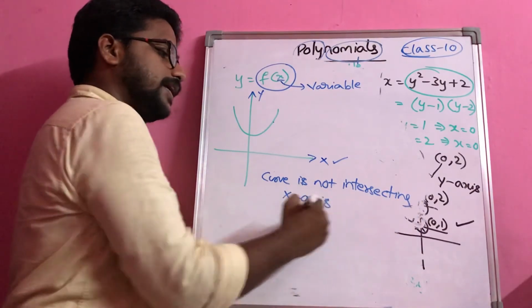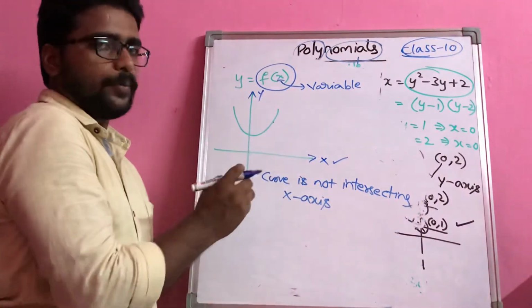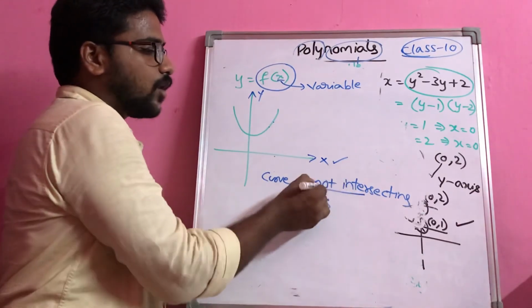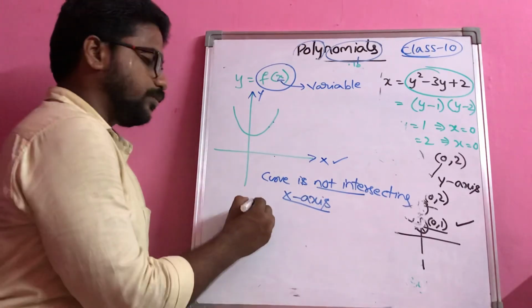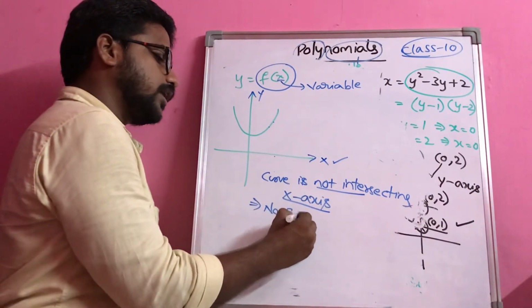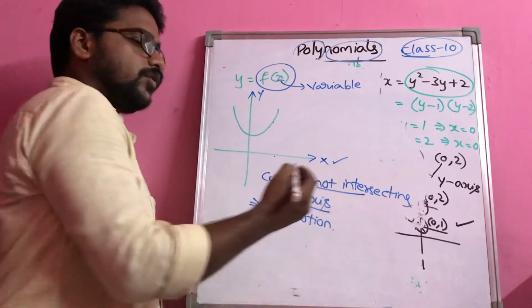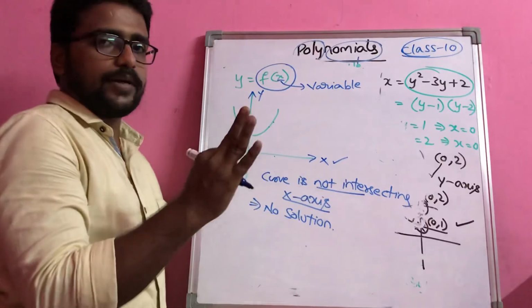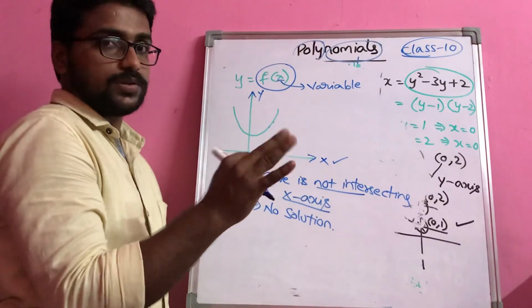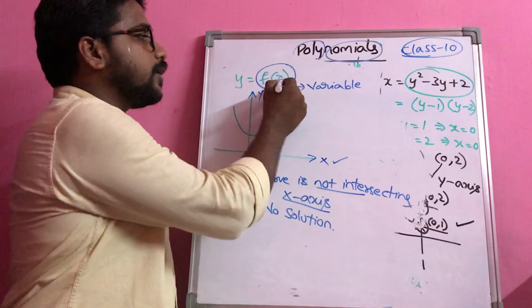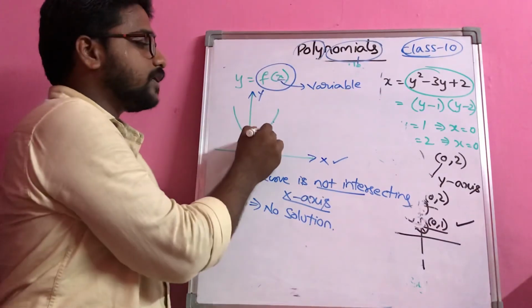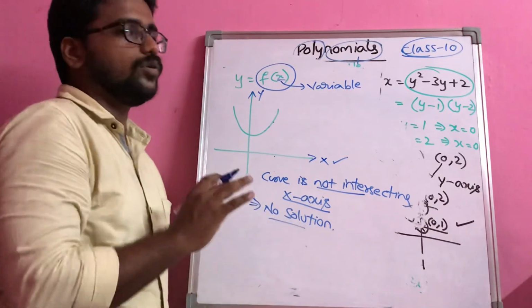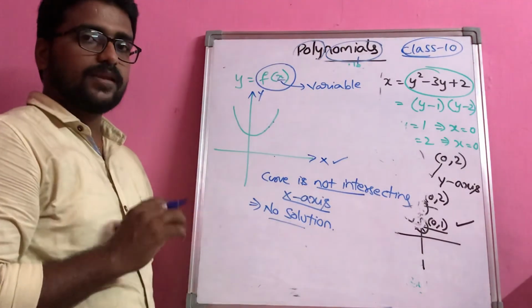right? So intersecting means what? There should be a common point between this curve and the axis. You can just observe here the curve is not at all intersecting the x-axis, which means there is no solution at all. That means zero solutions. In the previous example, as the curve intersects the x-axis at 3 points, we said it has 3 solutions. Here the variable is x and the curve is not at all touching the x-axis, which means I don't have any solution for this given question, right?